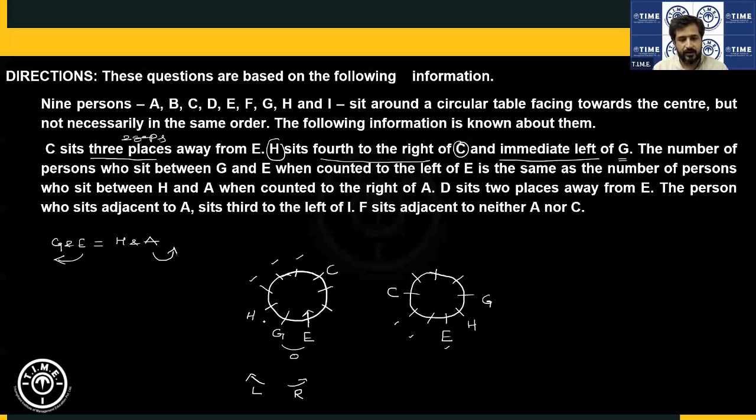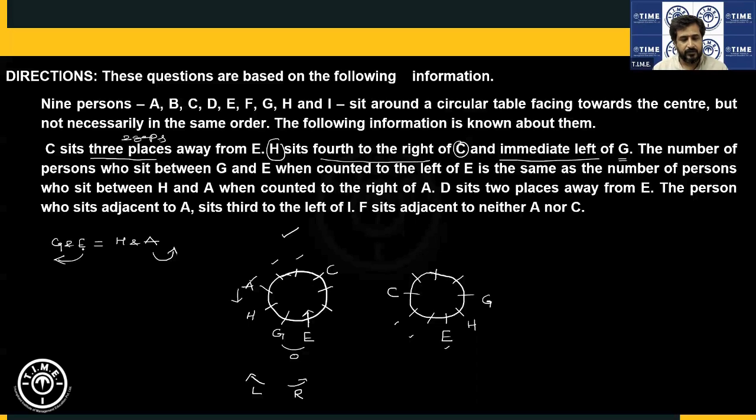And already immediate right of H we have G. So we have to take it on the immediate left side. So A will be here. Right. So the number of persons between G and E when counted to the left of E is 0. And the number of persons between A and H when counted to the right of A is also 0. So as of now this case is valid. Now let's move on to this case.